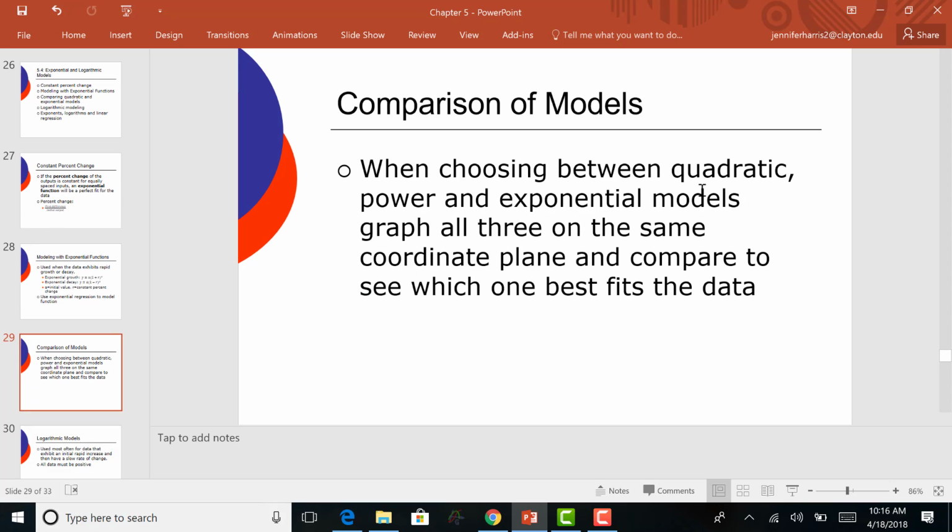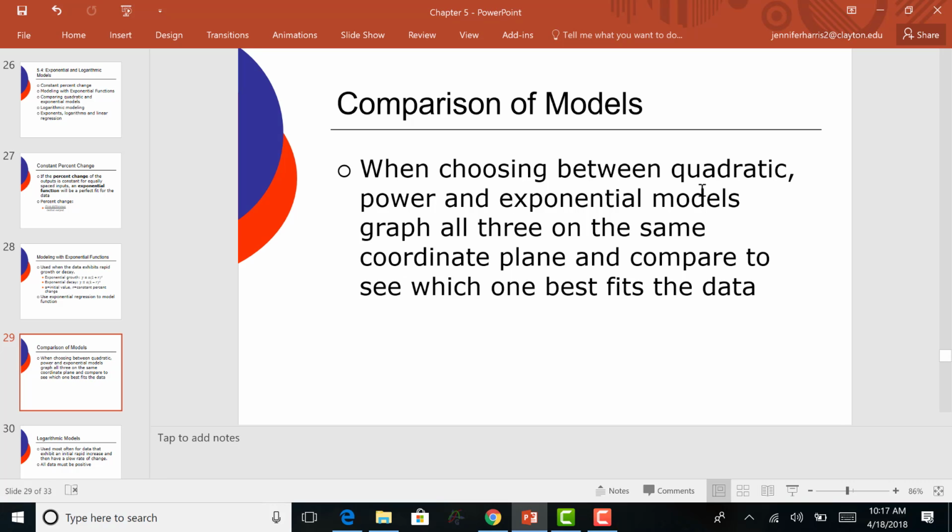This next one says when you get to the homework, it's going to ask you to choose between quadratic, power, and exponential models when you graph them all on the same graph. And you want to see which one is going to be a better fit. So, for example, here is my graph. One of my graphs looks like this. Another graph looks like that. And another graph, let's do that one in black, looks like this. Which one is a better fit for the data? That's what they're going to ask you.